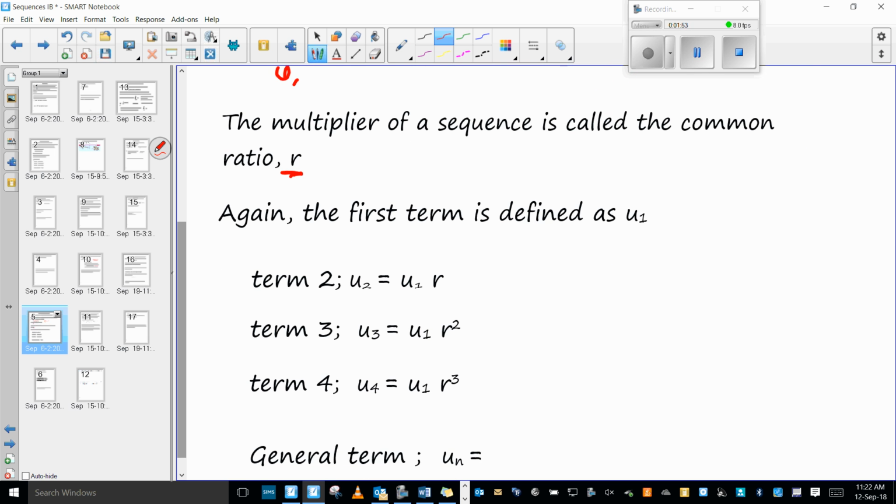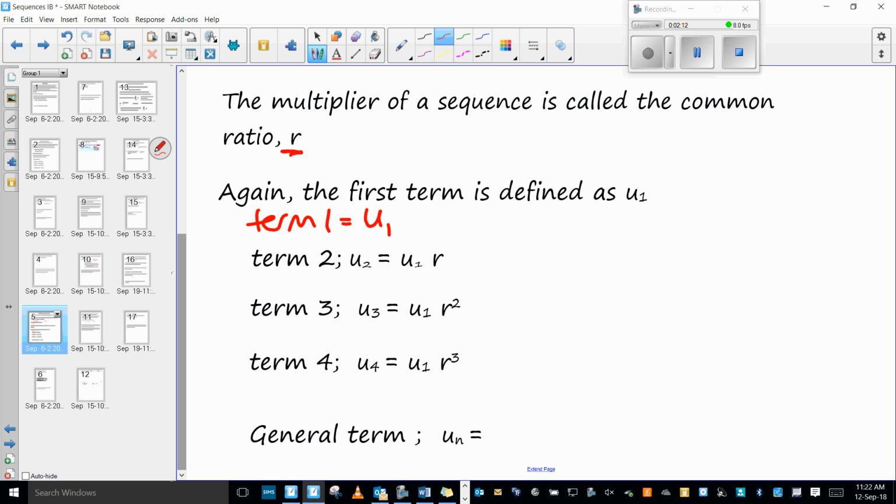So we've said that the first term, term 1, is U1. Term 2 would be U1 multiplied by R. Term 3 would be U1 multiplied by R squared. R cubed. So in a similar way to what we did for the arithmetic sequence, how can I write this in general term for n? Remember, this is representing n. Try to tell me how I would write this as a general term.